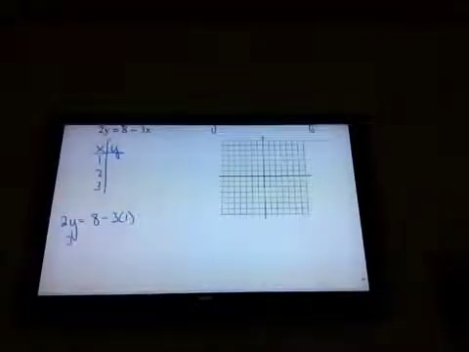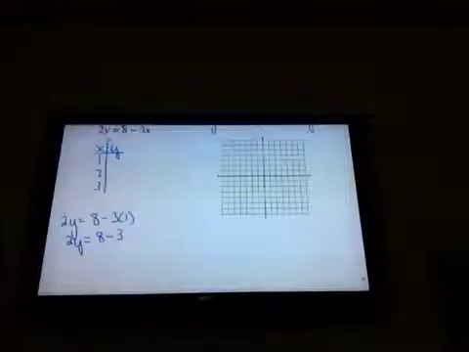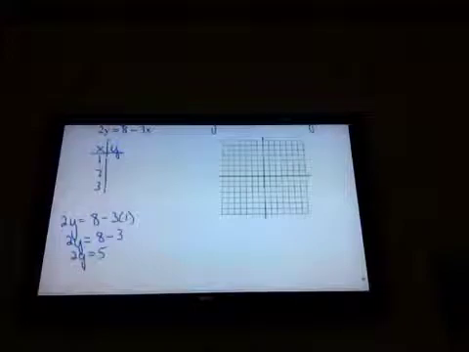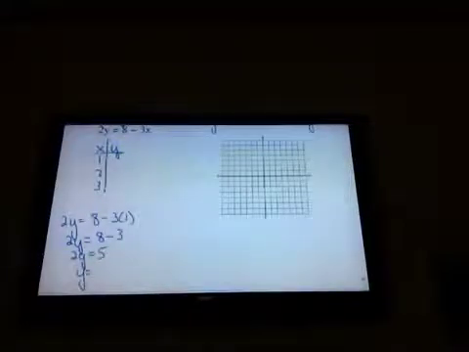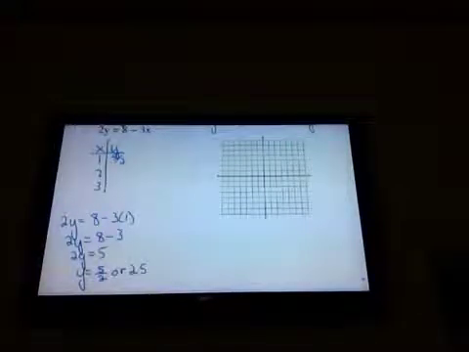So 2y equals 8 minus 3. 2y equals 5. Divide by 2. And I get 5 over 2, or 2.5. And I don't care how you leave it. I like fractions myself, so I would leave it as a fraction, but decimals are fine. Decimals are better for graphing, I guess.